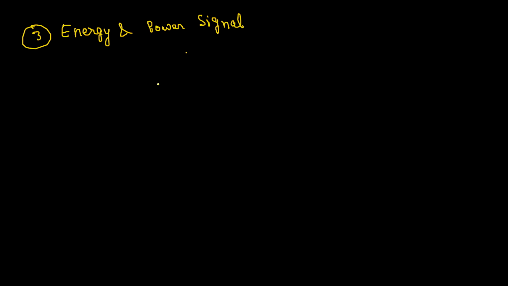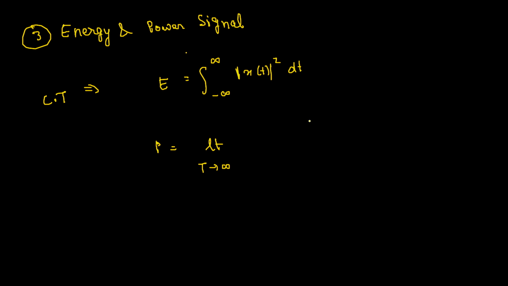So here we need to know the formulae. For continuous time, energy is given as the integration from minus infinity to infinity of mod of x of t square dt, and power is given by the limit of t tending to infinity, 1 by t into the integration from minus t by 2 to t by 2 of mod of x(t) square.